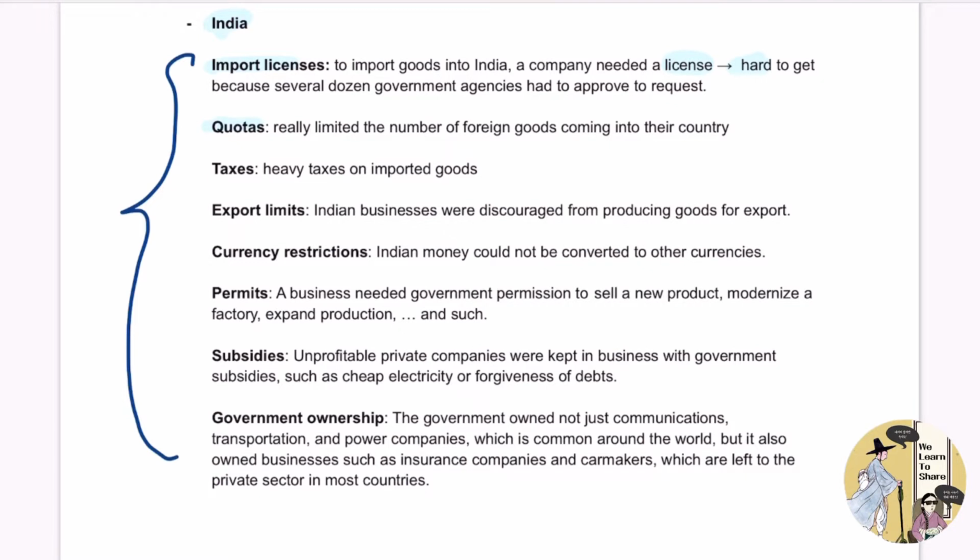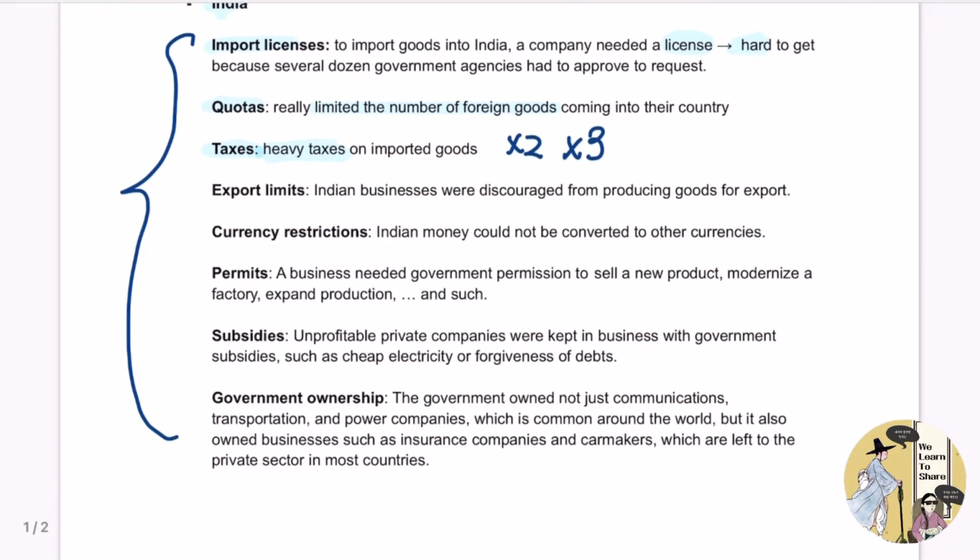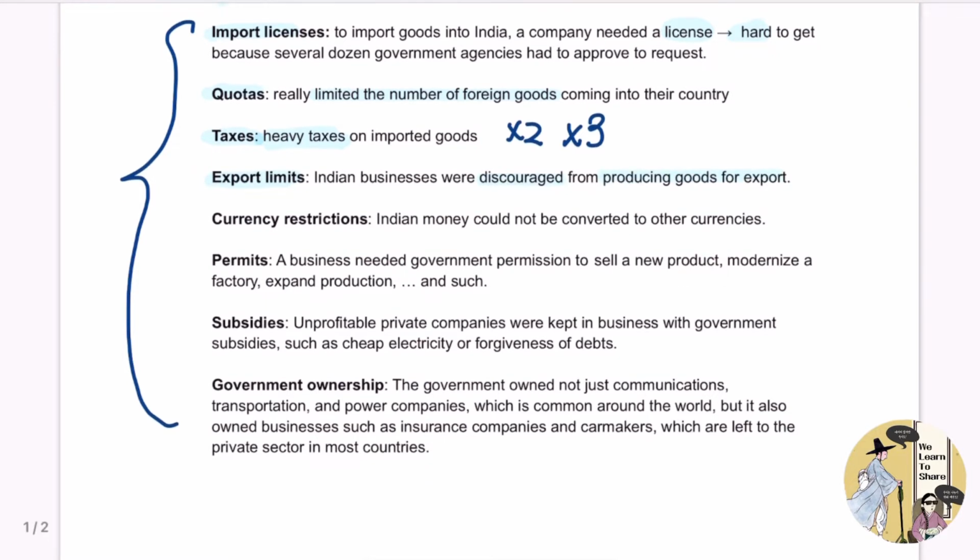Next, quotas. A really limited number of foreign goods could come into their country. It just means that they limited the number of foreign goods. Taxes. Heavy taxes on imported goods. The government imposed heavy taxes on imported goods, which doubled or even tripled the prices to consumers. Export limits. Indian businesses were discouraged from producing goods for export. They just wanted to sell only in their own country.